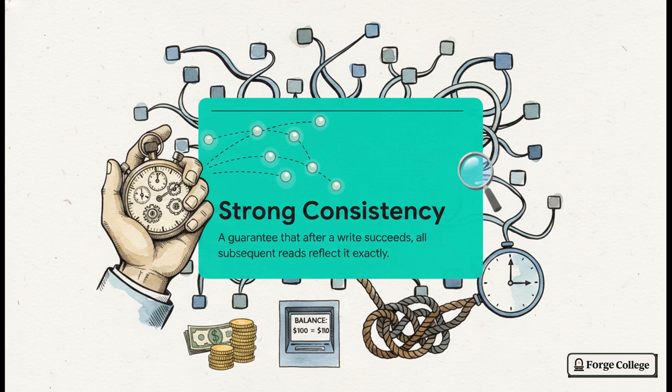It essentially gives you the illusion that there's only one copy of the data. If you deposit $10, the very next read will show that $10, no matter which node you ask. But, and this is a massive but, the trade-off is that the synchronous coordination required to actually guarantee this drastically increases your write latency. You literally have to sit and wait for the nodes to talk to each other across a network before confirming the transaction.